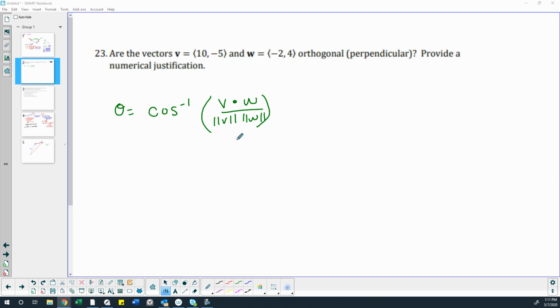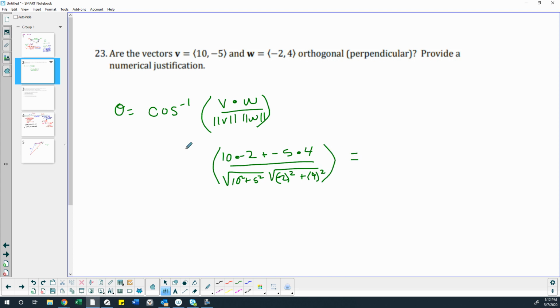Okay, cool. So then we take our vectors. So v dot w, we just do 10 times -2, and we add that to -5 times 4. And technically this would be like 10 squared and 5 squared and -2 squared and 4 squared. Yeah, okay. So that gives us -20 plus -20.